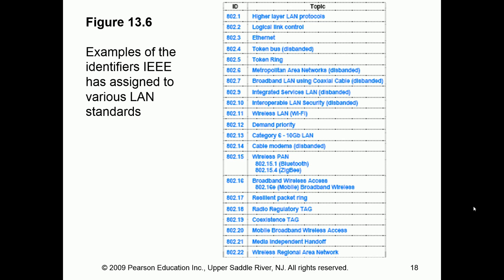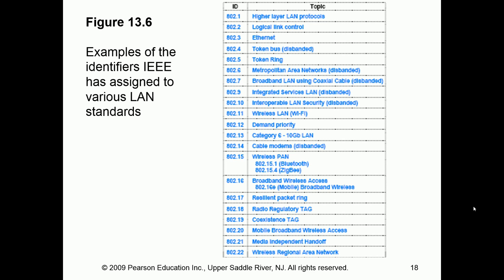So here is a category, a subcategory, and a sub-subcategory. 802.15, wireless PANs. 802.15.1, Bluetooth, versus 802.15.4, Zigbee. What the heck is Zigbee? I have no idea. Bluetooth is one that I'm familiar with, but Zigbee, no.